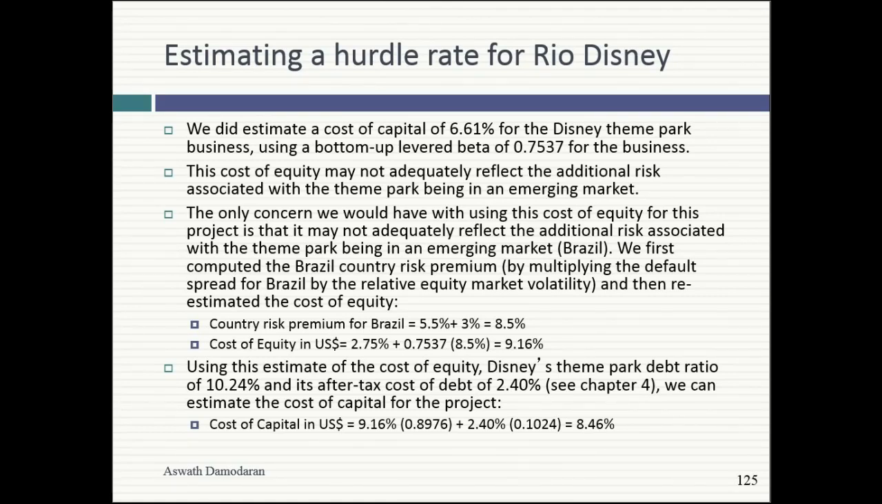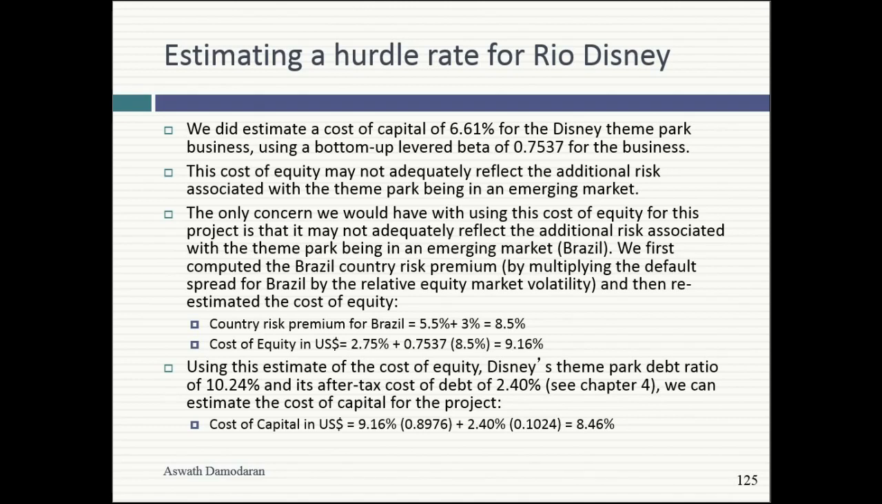And luckily, we've set up a structure to do this. And here's what I'm going to do. I'm doing everything in US dollars still, so my risk-free rate is still 2.75%. It's still a theme park investment. That hasn't changed. So I leave the beta at the 0.7537 that I estimated before. All I do is I change the risk premium I had from the 5.5% I was using before, the 5.76%, with the risk premium for Brazil.